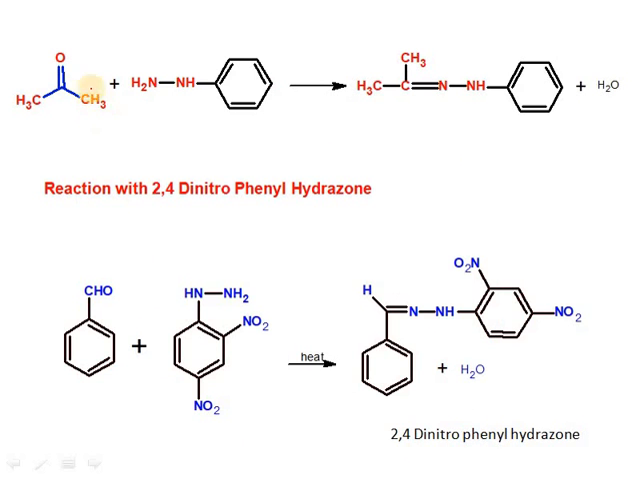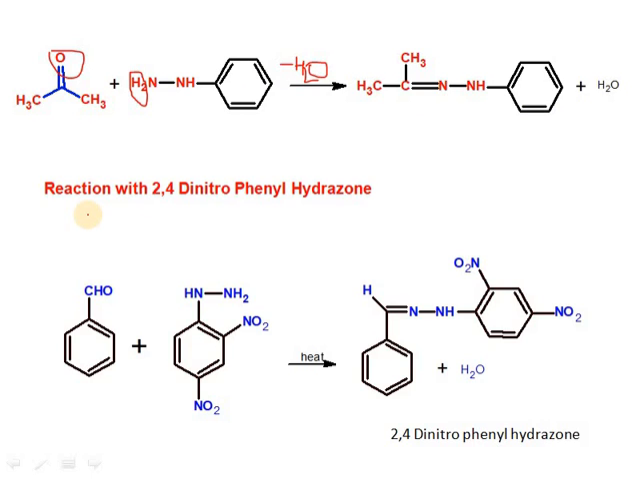Next molecule we are seeing here is acetone, and this is phenylhydrazine. These two hydrogens and this oxygen are removed as water molecule, and we get the acetone phenylhydrazone derivative.